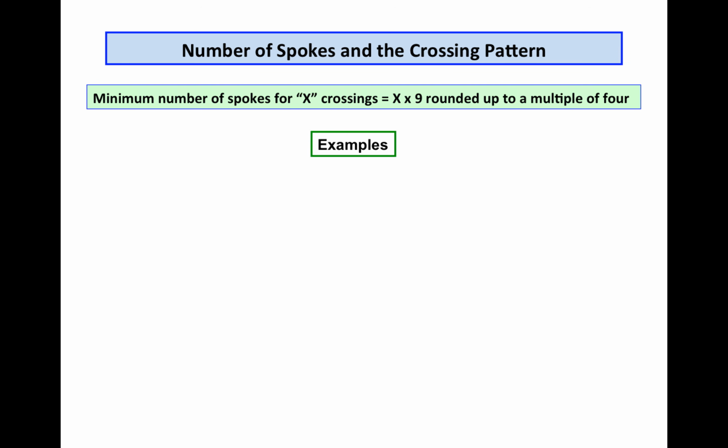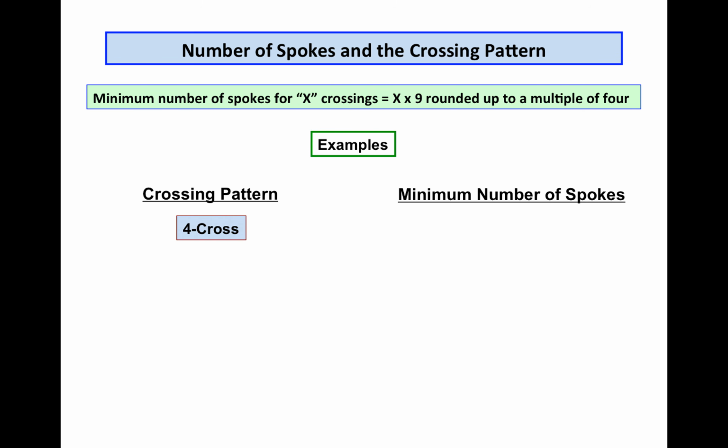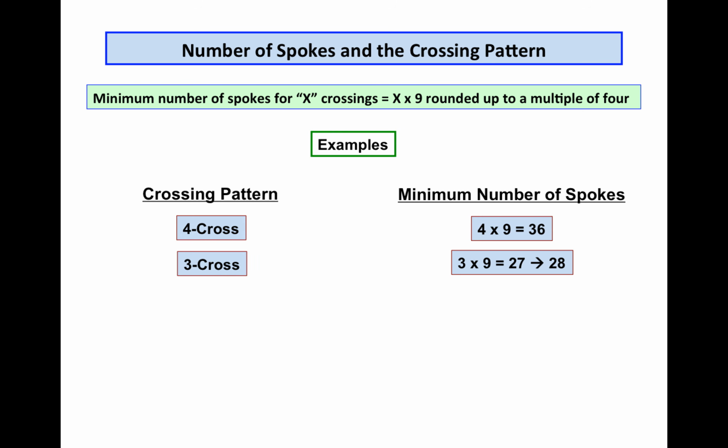And we'll make a little table here, crossing pattern and minimum number of spokes to use that crossing pattern. If I want to use a 4-cross pattern, I have to have a minimum of 4 times 9, which is equal to 36 spokes in the wheel. If I want to use a 3-cross pattern, I have to have a minimum of 3 times 9, which is equal to 27, which I round up to 28. I have to have at least 28 spokes in the wheel to use a 3-cross.